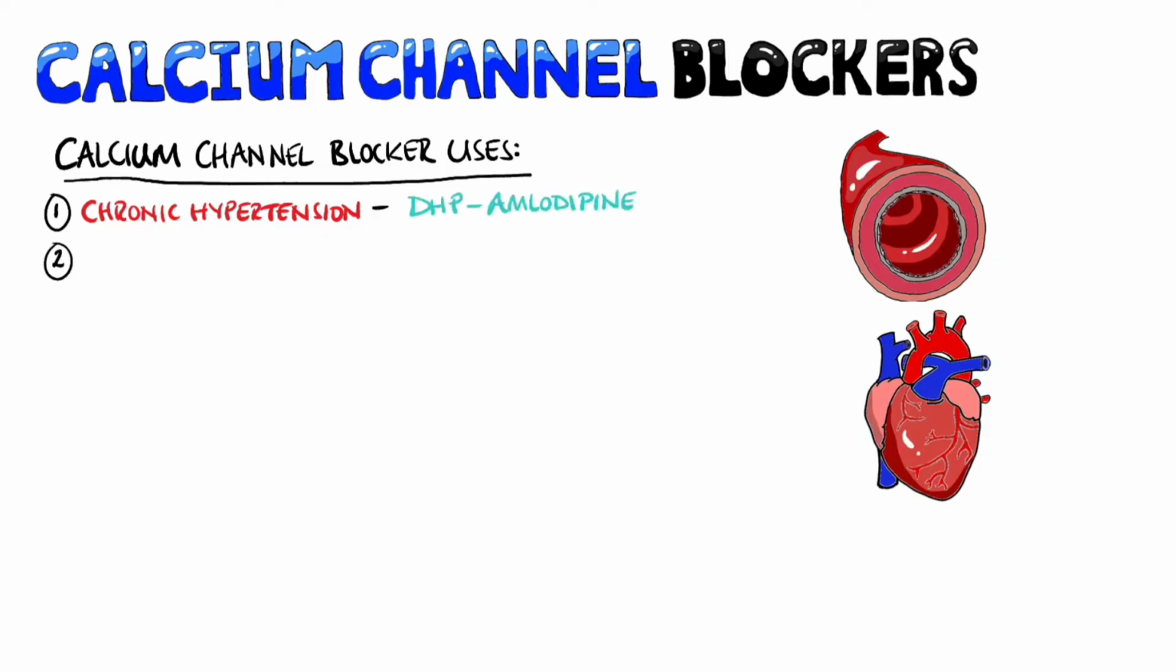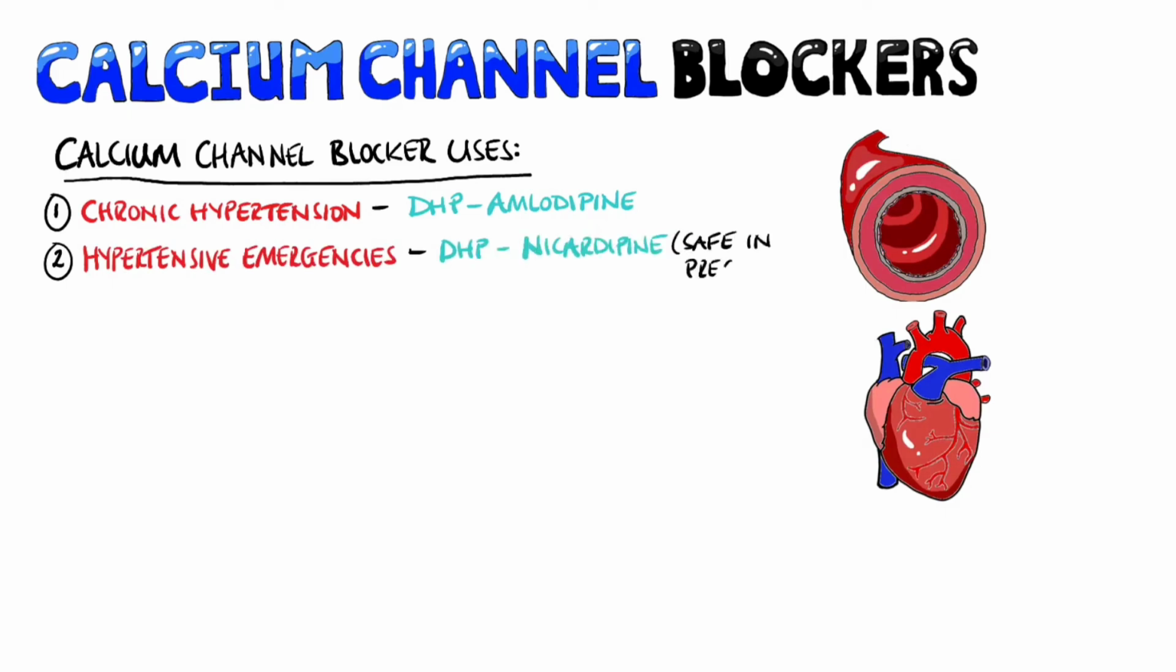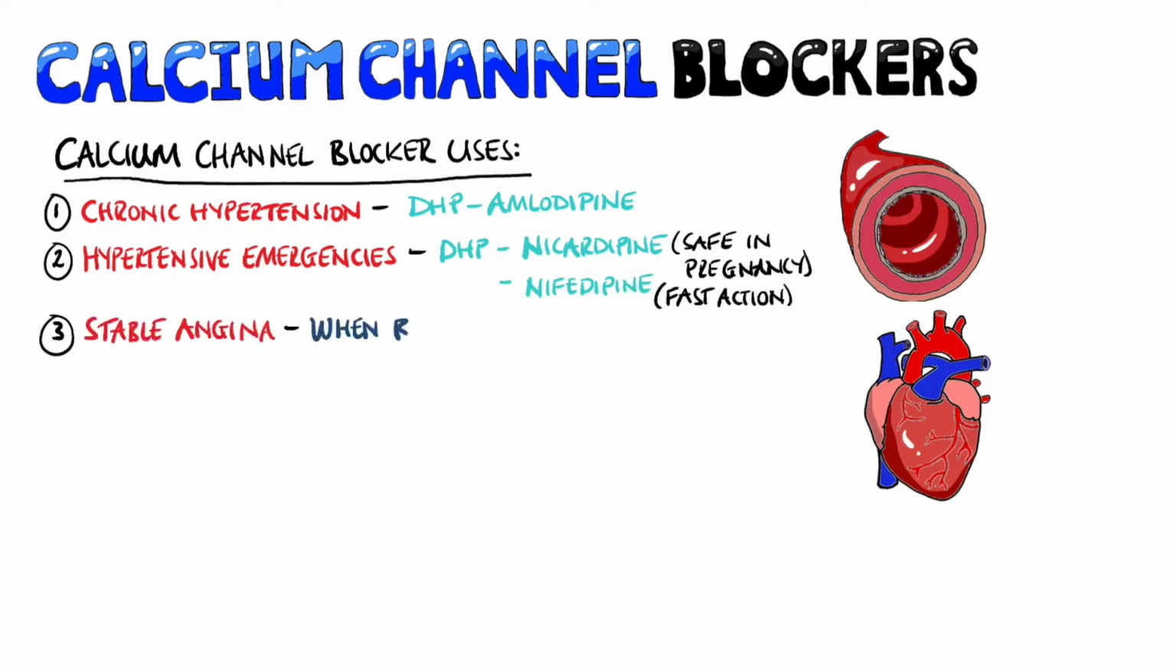Dihydropyridine calcium channel blockers are also used in hypertensive emergencies. Nicardipine is safe for use in pregnancy, and nifedipine can work very quickly. Next, we have stable angina. Calcium channel blockers are usually given if beta blockers or nitrates are either contraindicated or not working. Dihydropyridine calcium channel blockers like amlodipine are often the first calcium channel blockers that are used.